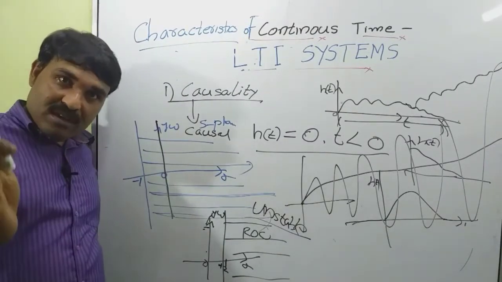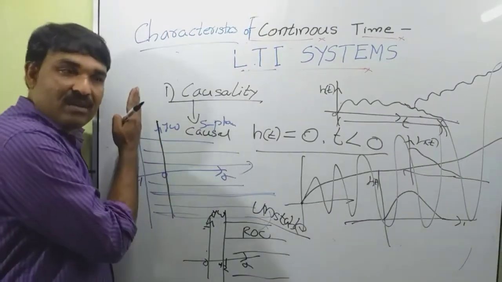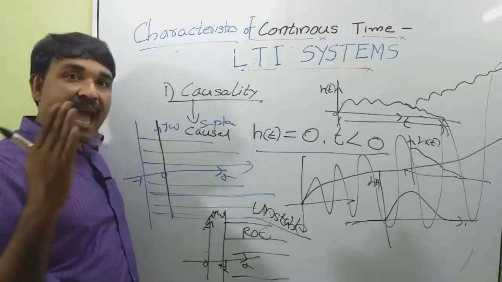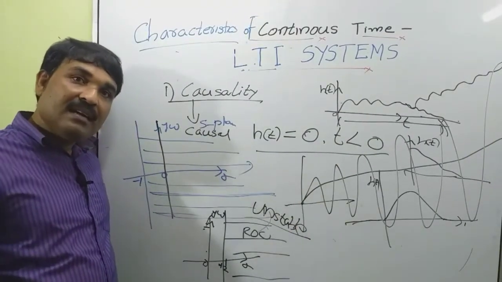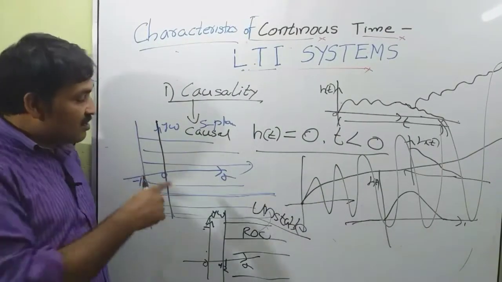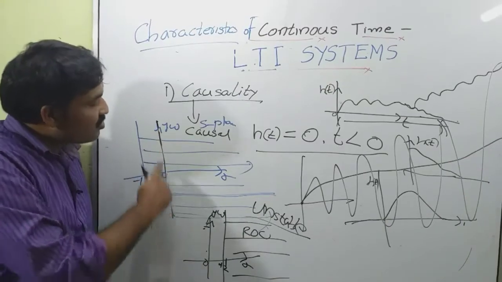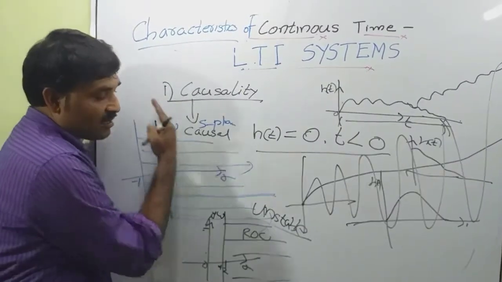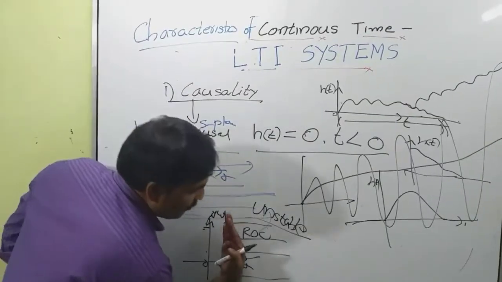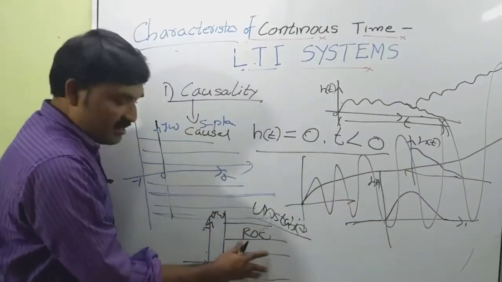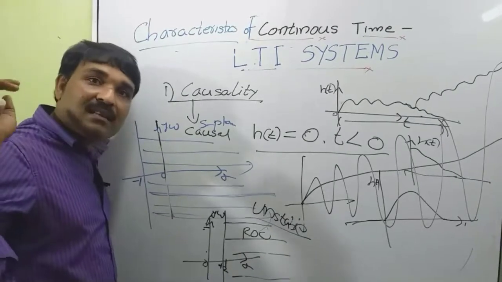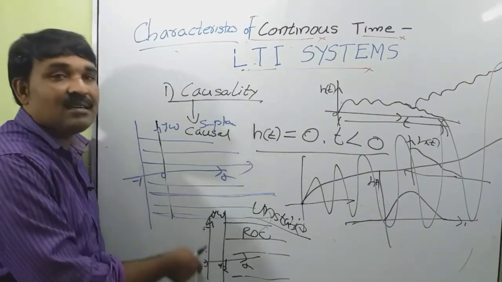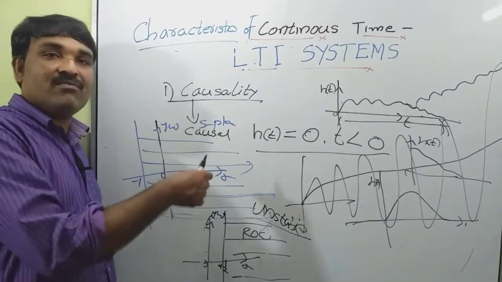If the system is causal, then the region of convergence is towards the right hand side of the S plane. And if the system is stable, then the region of convergence should contain the j omega axis. In this figure, it contains the j omega axis. In this figure, the ROC is from +2 towards the RHS. The system is causal, but at the same time, the system is unstable, since this is not containing the j omega axis. The reason we will discuss.